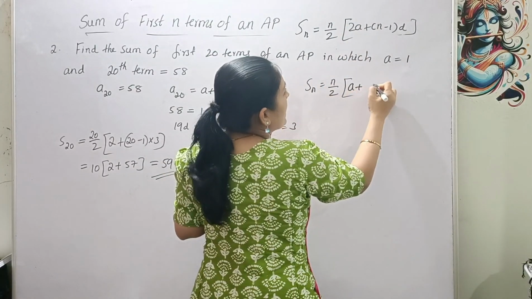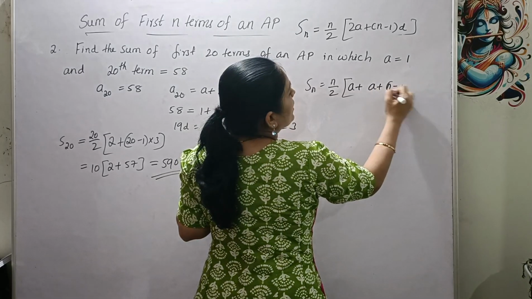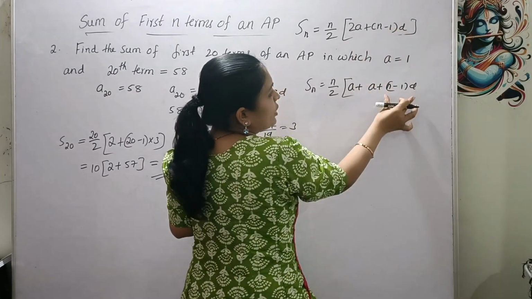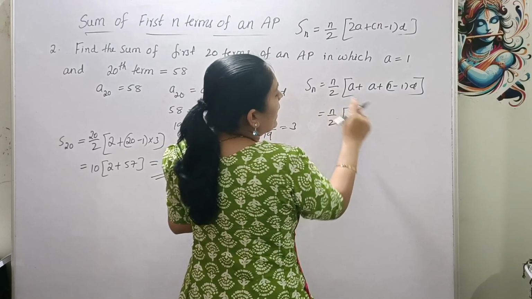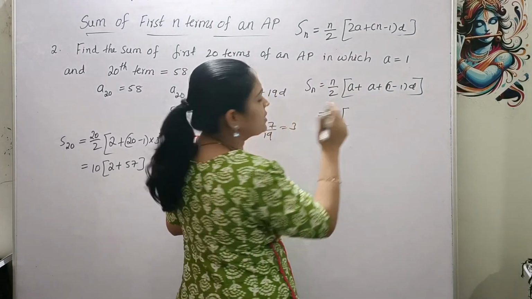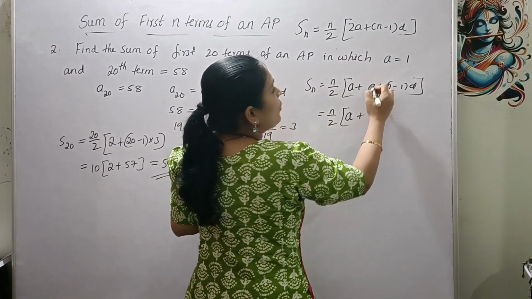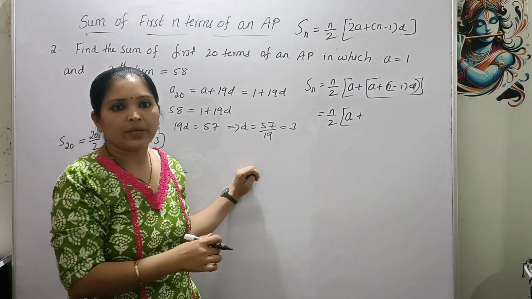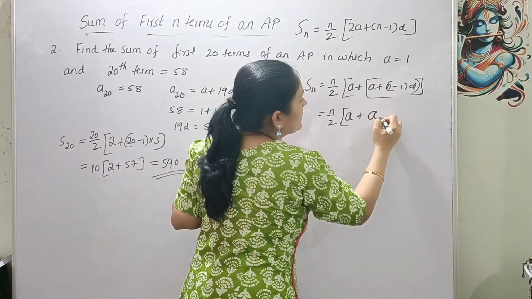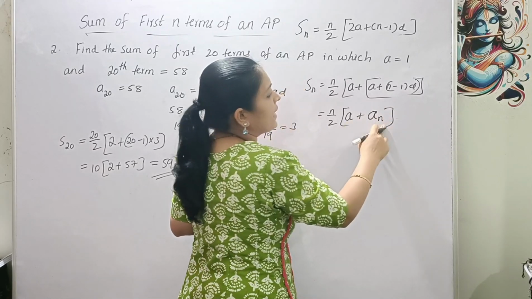So a plus (n minus 1) into d. Here n by 2 is the first term, a is the first term, a plus, and what is it? It is nothing but the nth term, that is an, right? So here we can write it as a plus an.